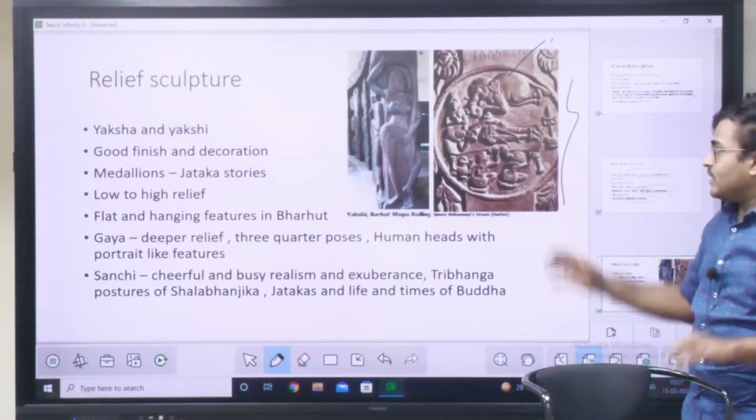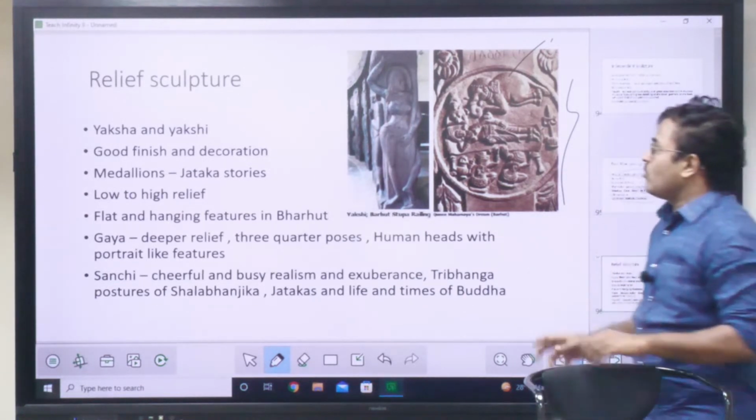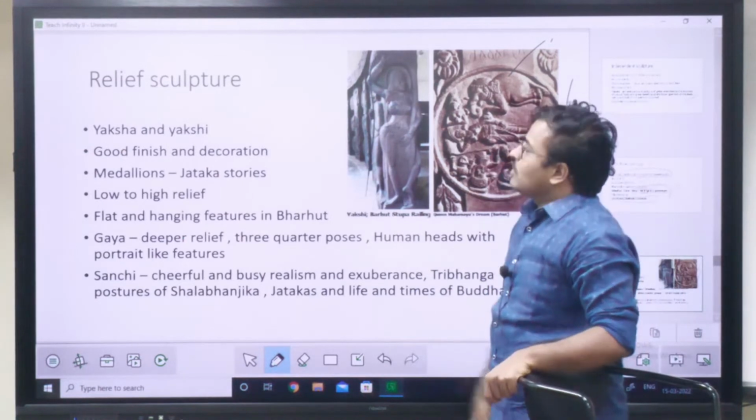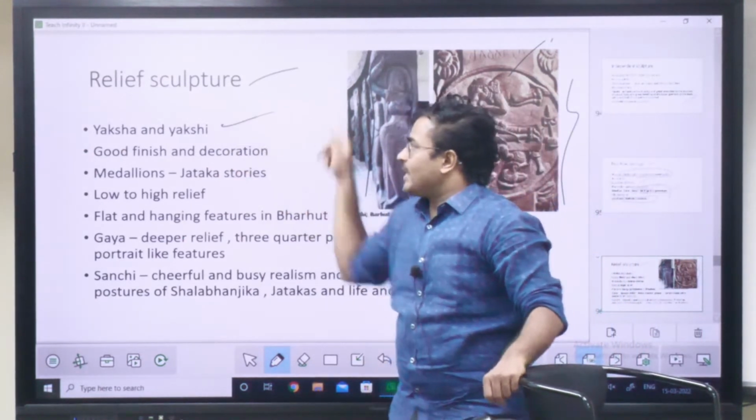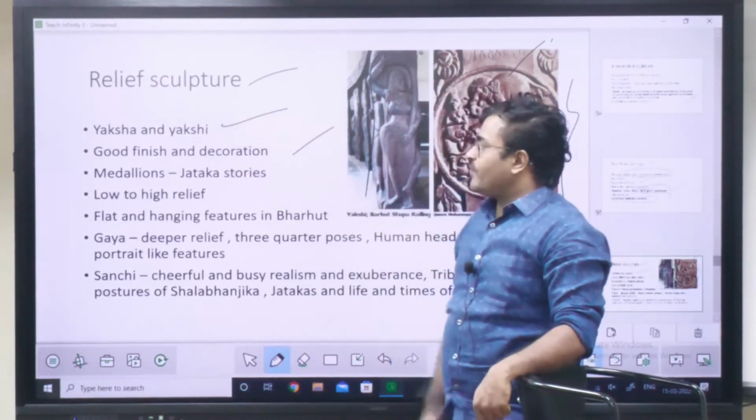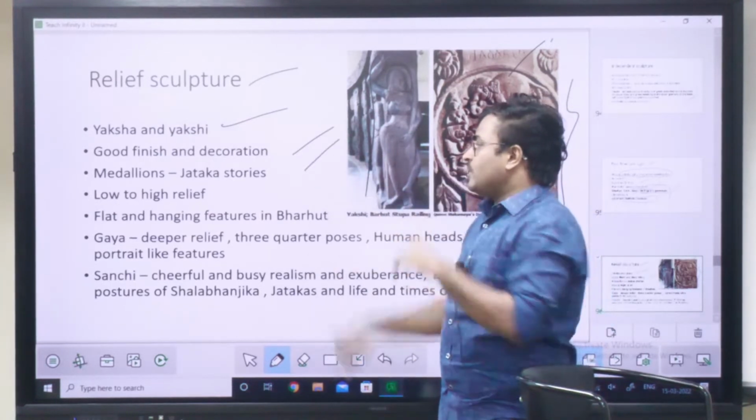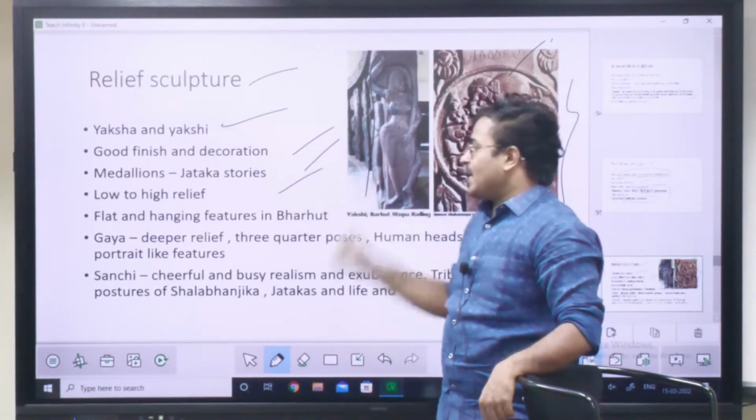Are you getting this? Slowly this has developed in Indian sculpture. Okay, I'll talk about this too. So this is the stamba. Mainly in relief sculpture they showed Yaksha, Yakshi. They have good finish and decoration. Medallions contain Jataka stories and there are low and high relief.